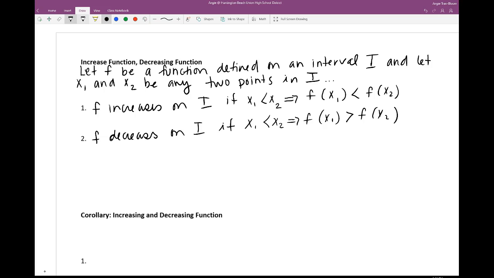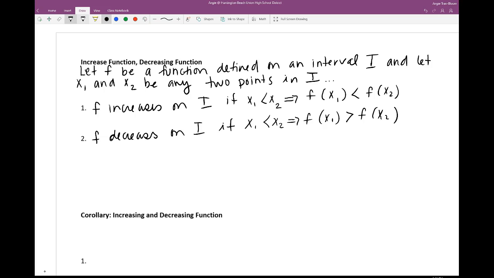So I'm picking two points, x1 and x2. x1 is always less than x2. No big deal on either one, okay? But it increases if the y value of x1 is less than the y value of x2. So what does that mean? That means I'm going from small to big, so that has to be increasing. It decreases if the y value of x1 is greater than the y value of x2, and that makes sense because I'm going from high to low.